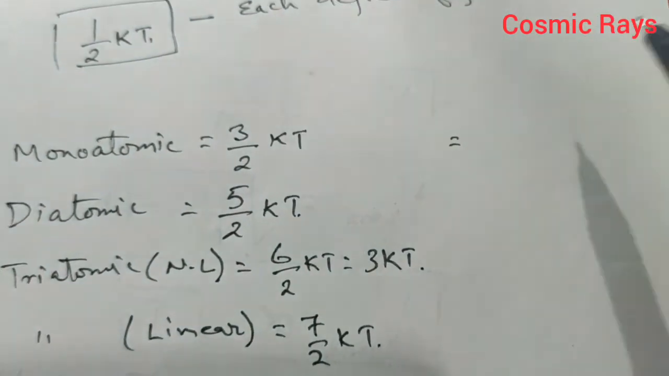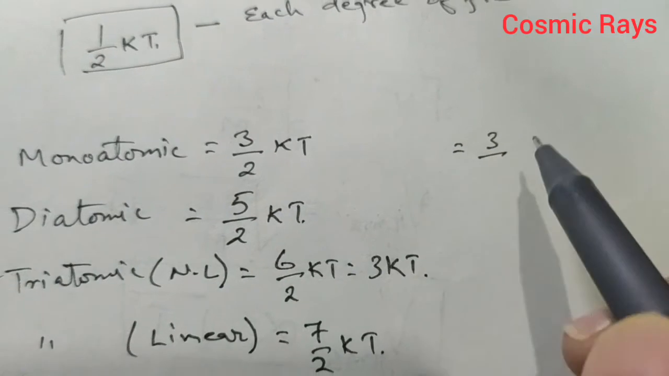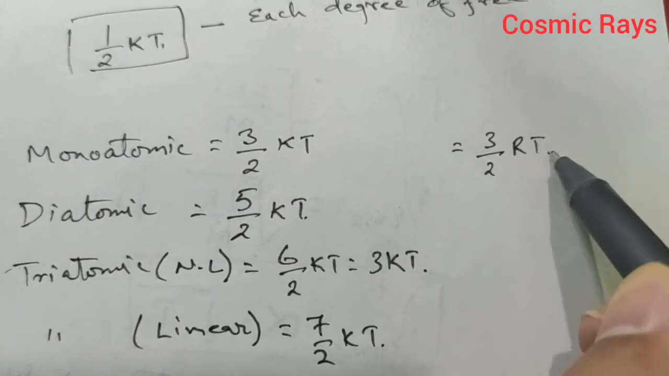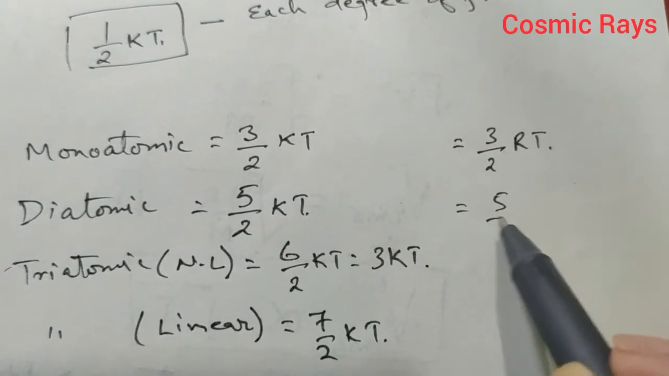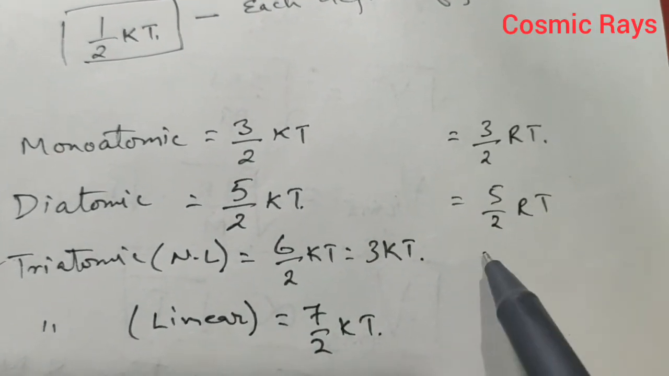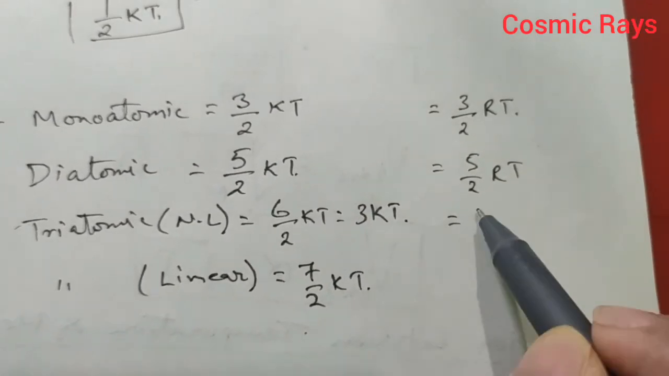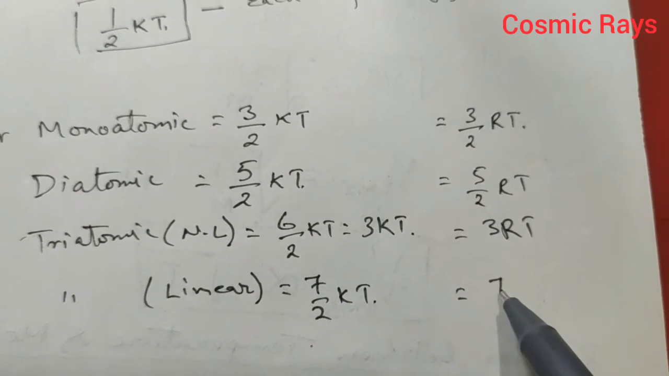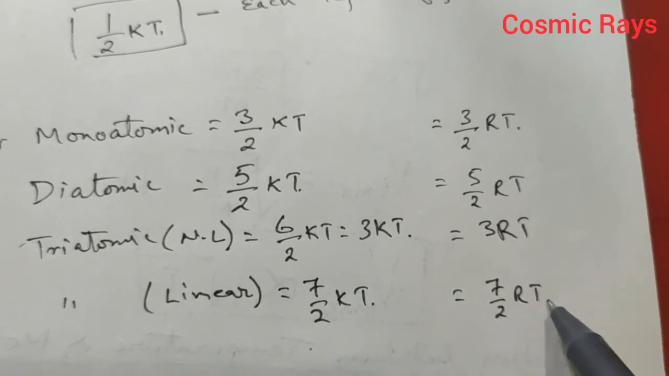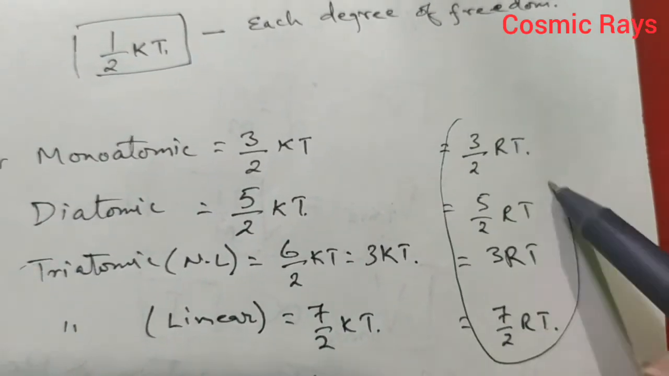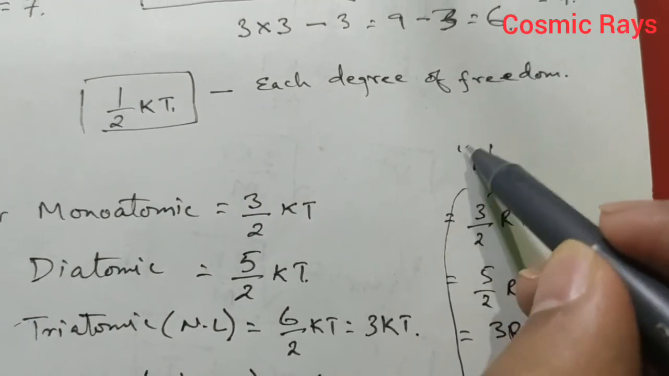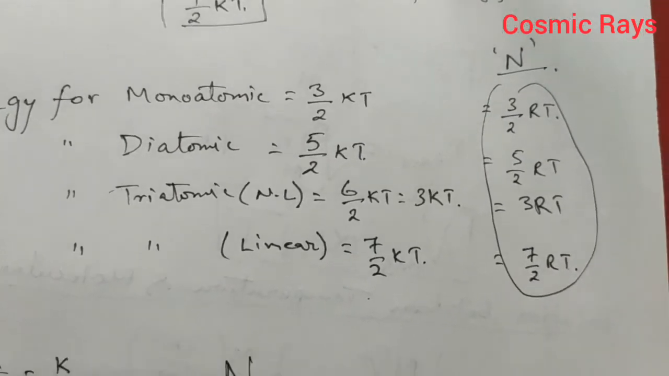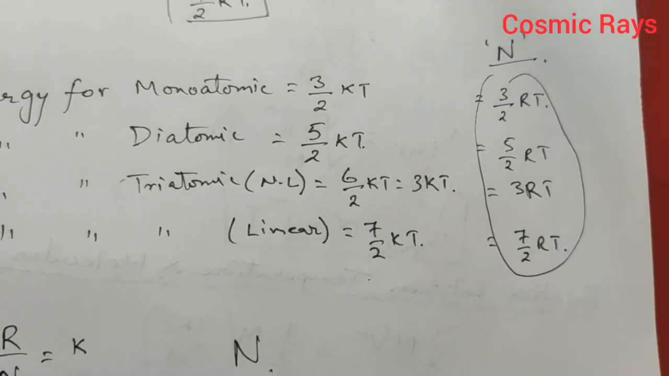for 1 mole of gas, the internal energy for monoatomic would be 3/2 RT. For diatomic it would be 5/2 RT. For triatomic non-linear it would be 3 RT, and for triatomic linear it would be 7/2 RT. This relation is for 1 mole of a gas. So in 1 mole the number of gas molecules is nothing but the Avogadro's constant.